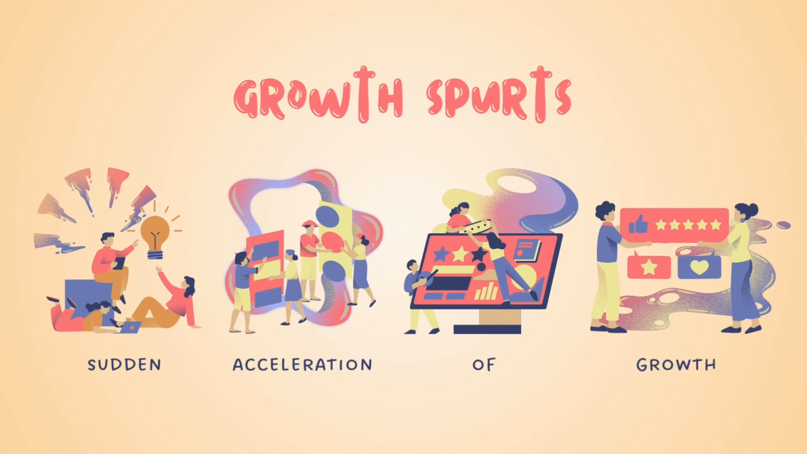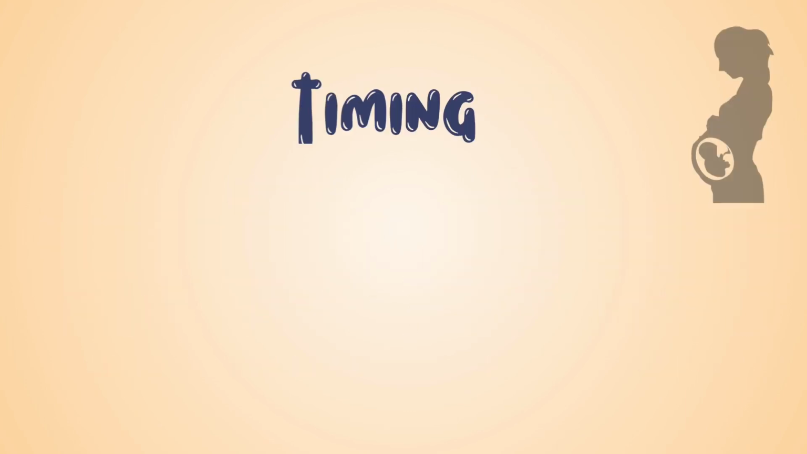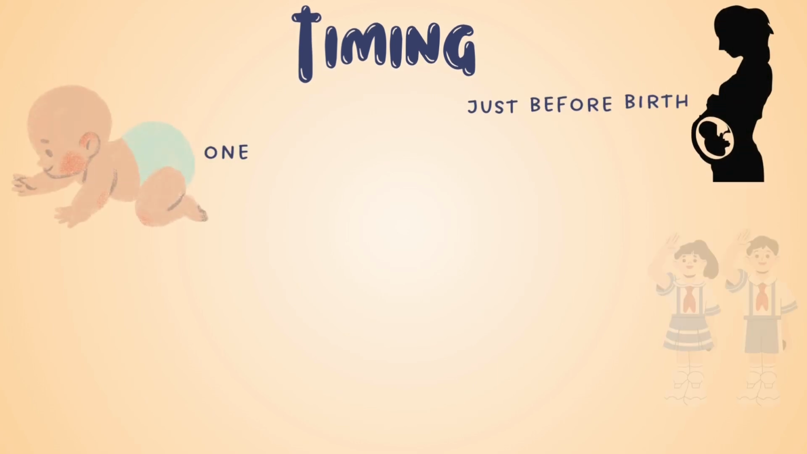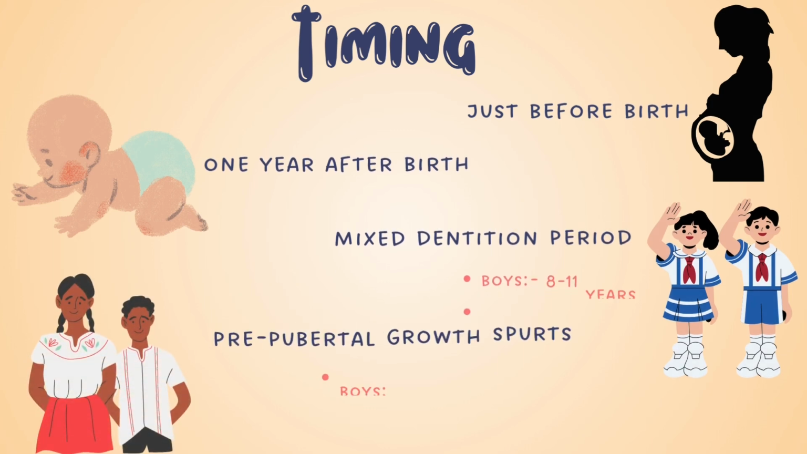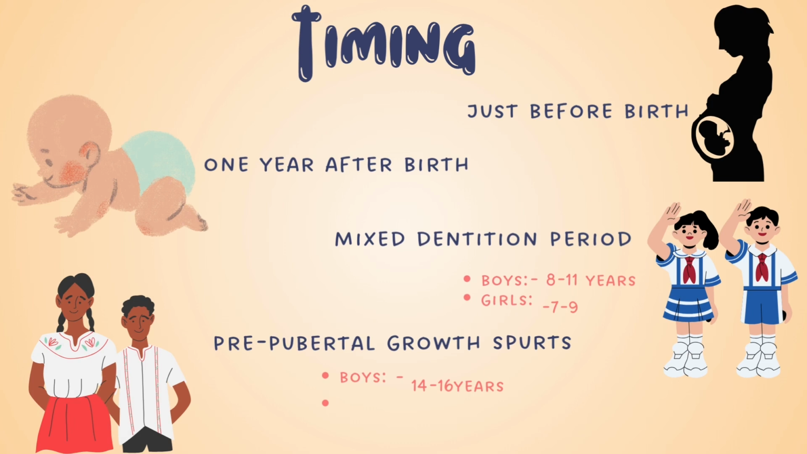Now moving on to the growth spurts. A sudden acceleration of growth. We learnt about a wave. Now wave is acceleration and deceleration. But when there is sudden acceleration of growth, it is called growth spurts. It has various timings. One, just before the birth. Second, 1 year after birth. Third, in mixed dentition period. In boys it is 8 to 11 years, and for girls it is 7 to 9 years. And prepubertal growth spurts for girls it is 11 to 13 years, boys is 14 to 16 years. Okay, so these are the growth spurts.